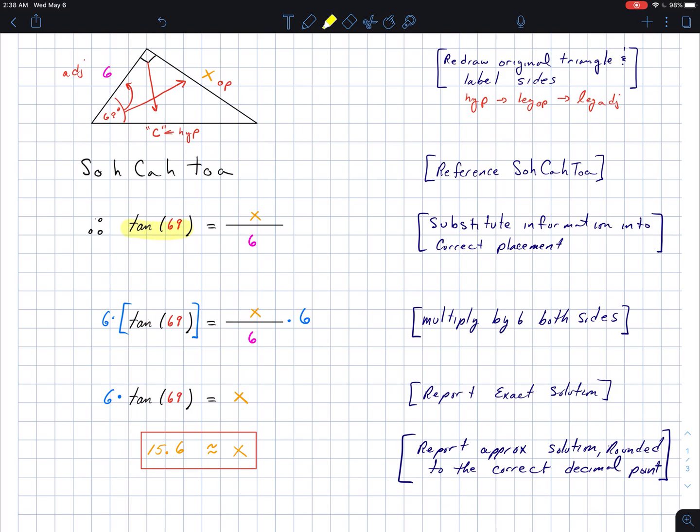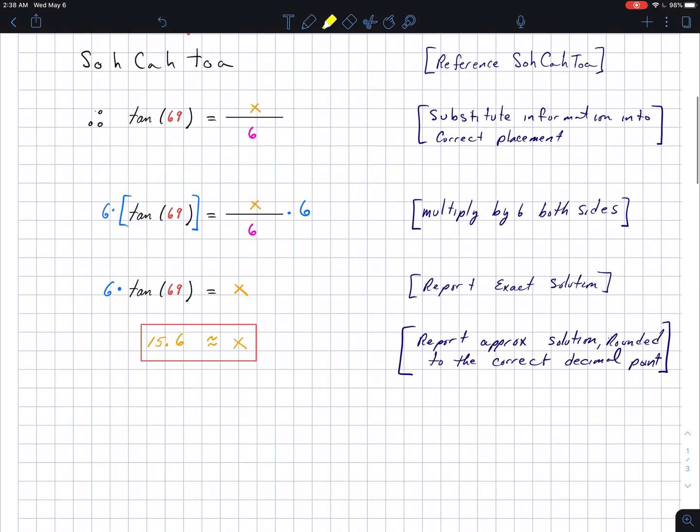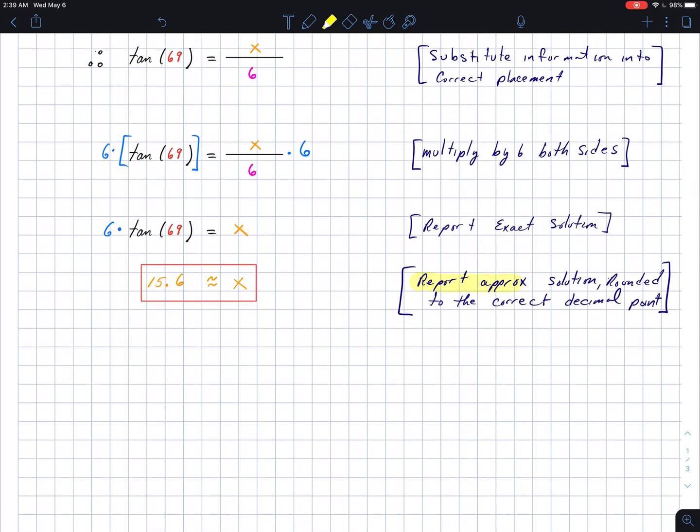So the tangent of 69 is x, the opposite, over 6, which is the adjacent. We then multiply both sides by 6, and we report the exact solution. Then we make sure to report the approximate solution rounded to the correct decimal place or point. Okay?